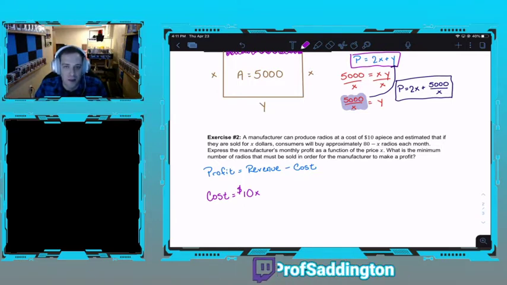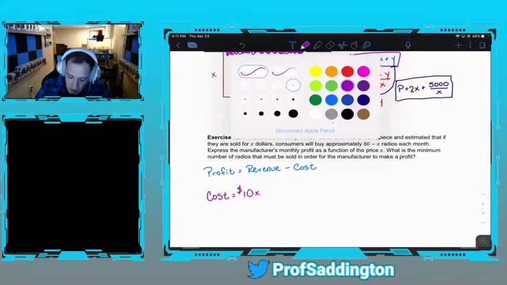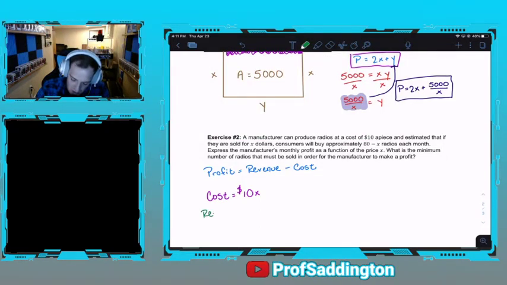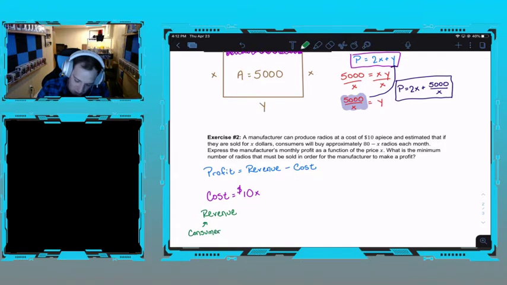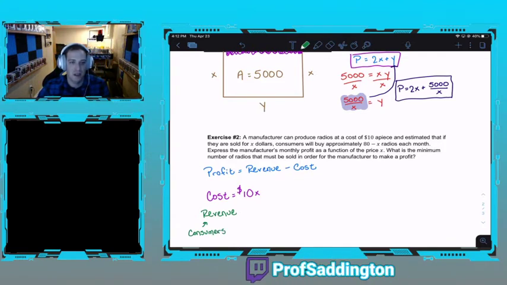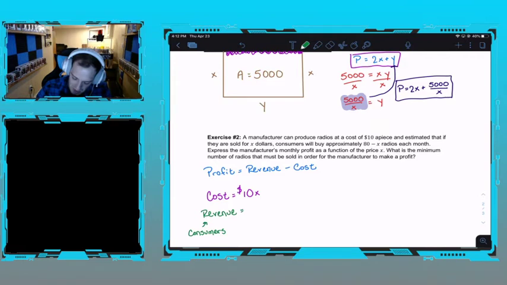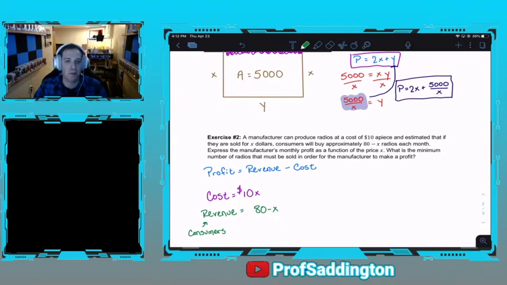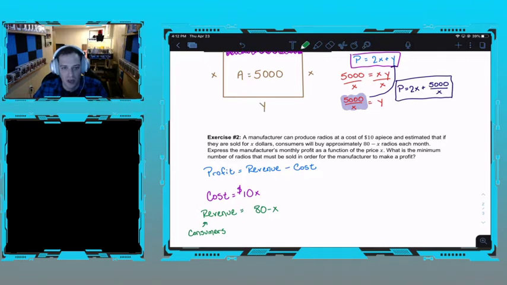Consumers will buy approximately 80 minus X radios each month. So now we have to look at the revenue. So the revenue always represents the consumers. It represents us, how much money we are willing to spend for something. So the consumer in this case says that it's 80 minus X. That's how much we're going to buy per month, but we also have to multiply it by how many were sold.